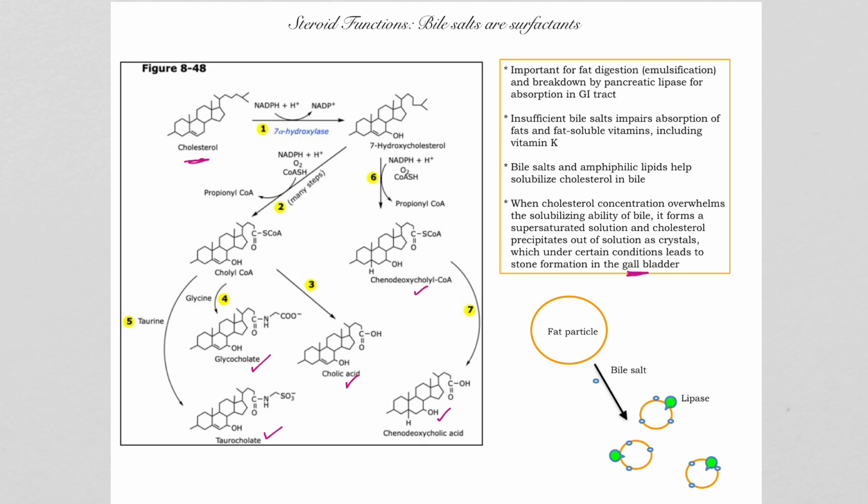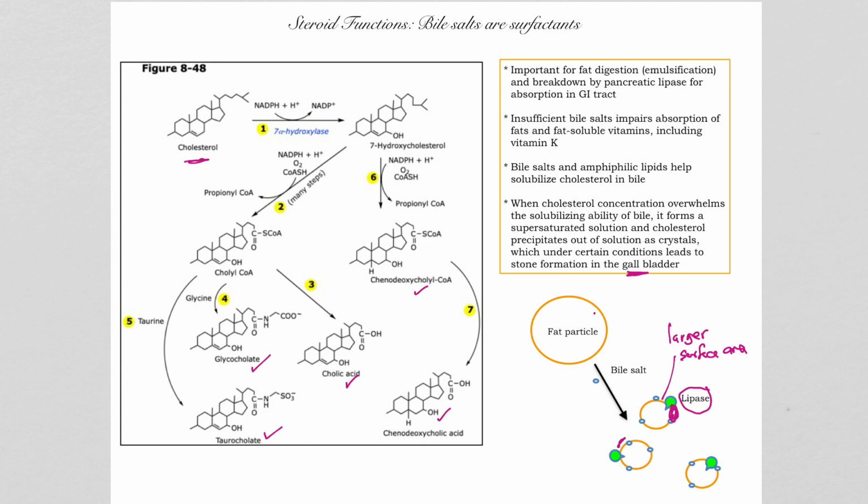So in the small intestine, bile salts play a very important role. What it does is when you have eaten a meal containing fat, those fat particles are emulsified or broken into smaller particles. Smaller fat particles have larger surface area. And then the pancreatic enzyme lipase sits on the fat particle. You can see the green lipase sitting on the fat particle.